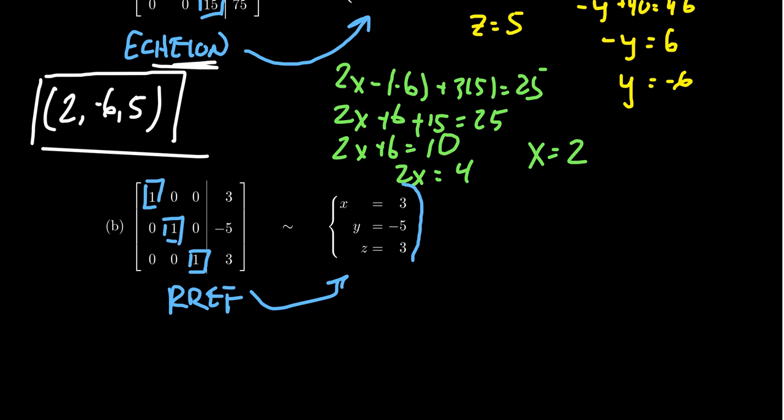And voila, the system of equations is already solved. I mean, there's nothing else to do. We know x equals 3, we know y equals negative 5, and we know z also equals 3. So the solution is (3, -5, 3).